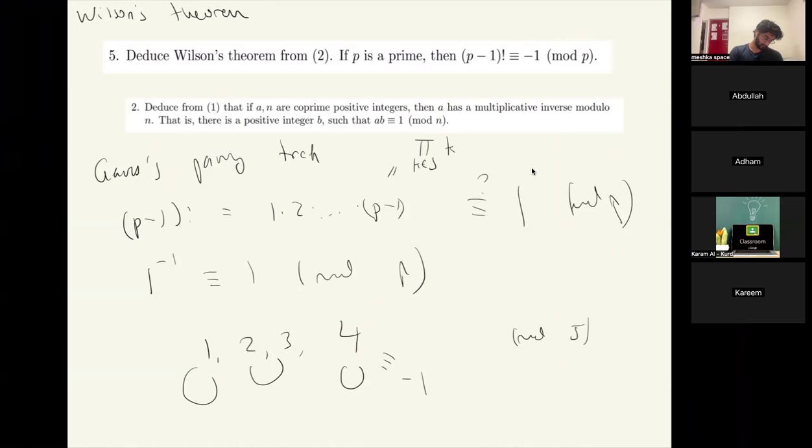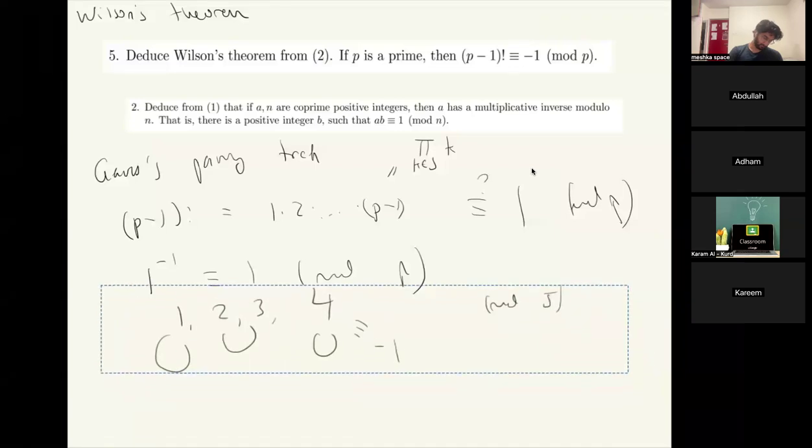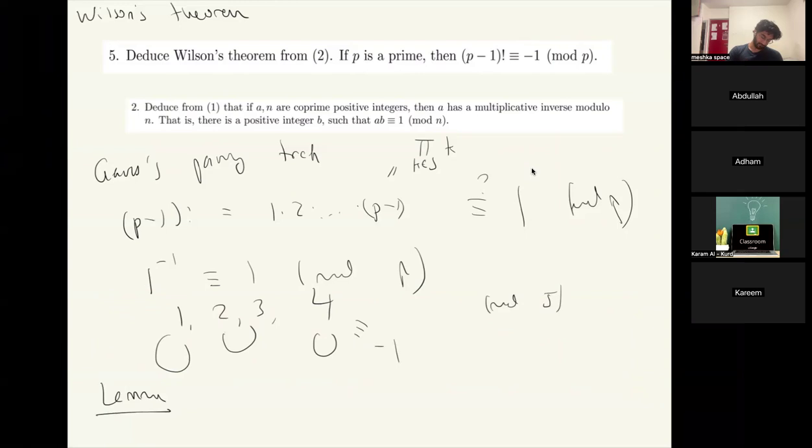Let me write down what I just said. This is a lemma. We say x is congruent to x inverse mod p, where p is prime, if and only if x is either 1 or -1 mod p. Everything else is different from its inverse.